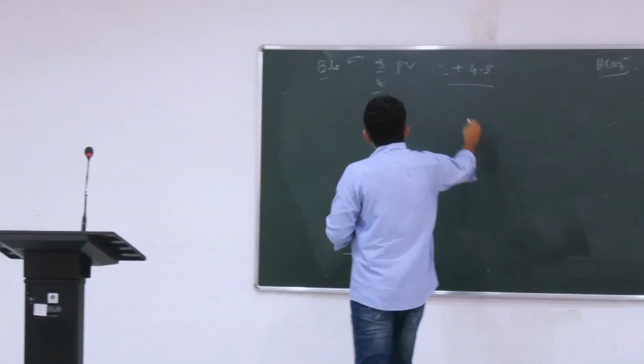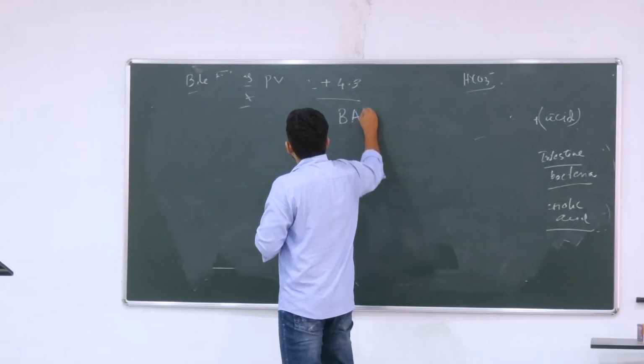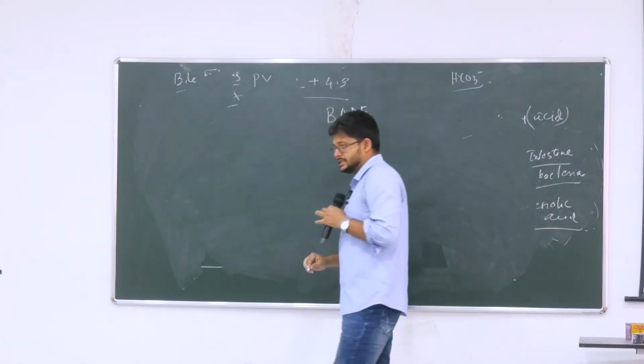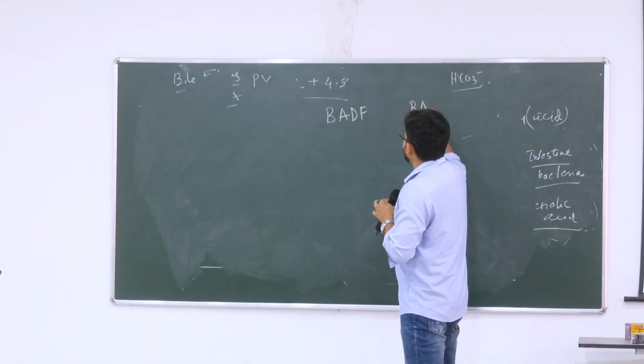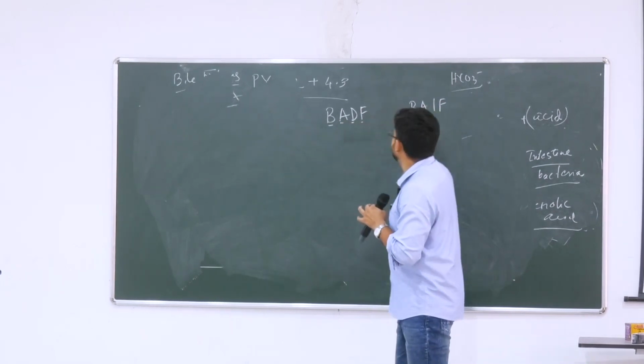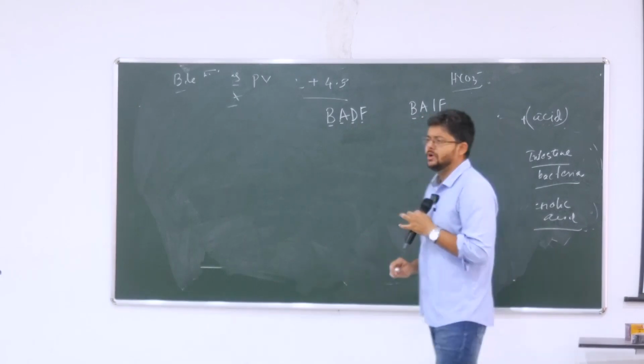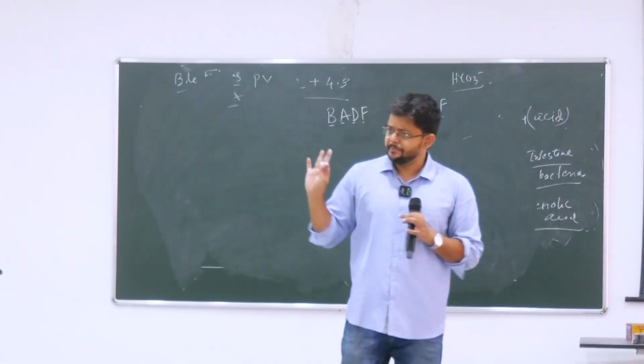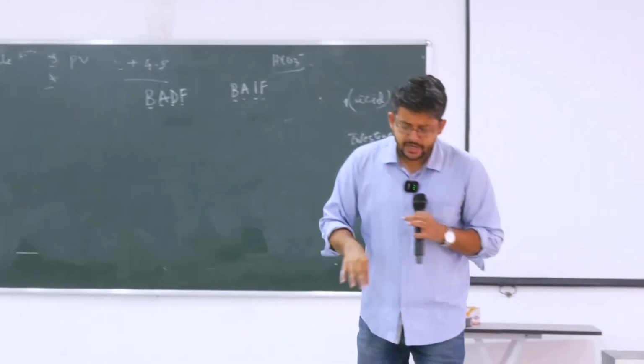So two flows were mentioned: one is BADF, which I am going to discuss now, and the other one was the BAIF. So this is bile acid dependent flow, bile acid independent flow. I think you can follow.